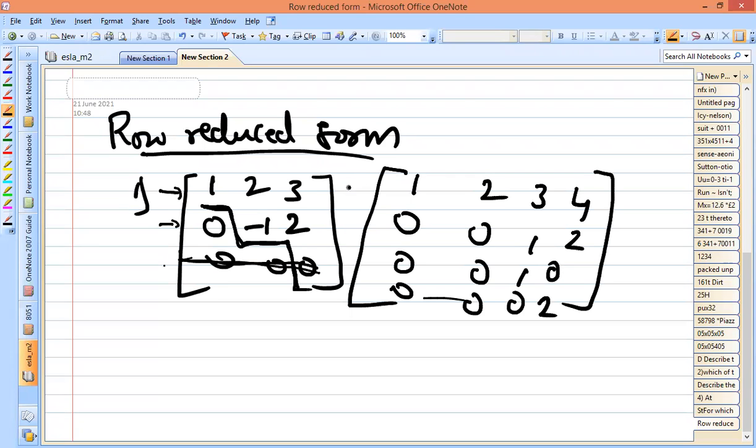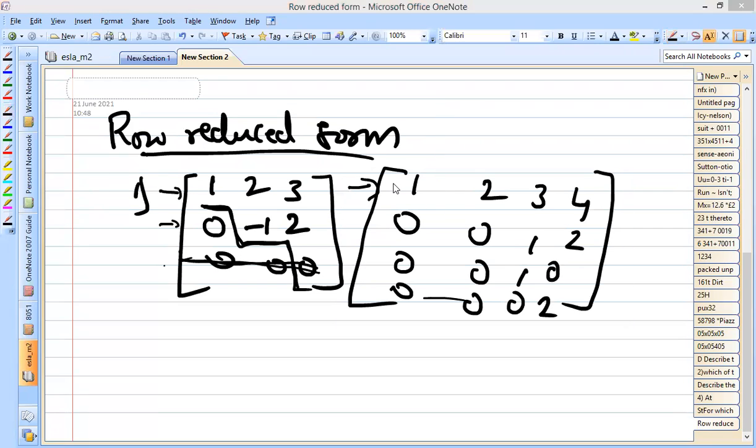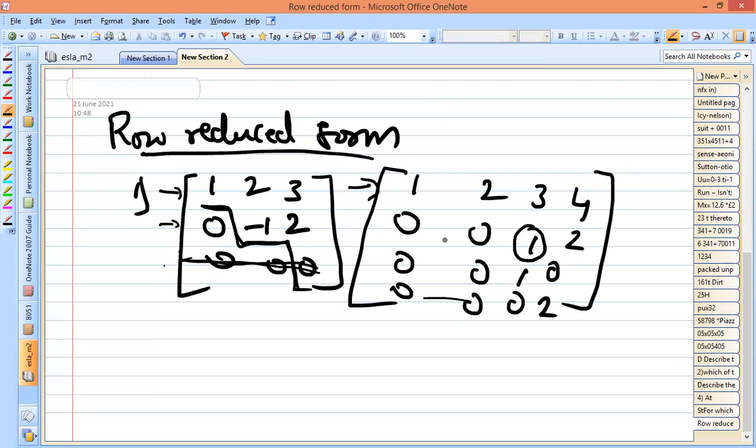In the first row, the first non-zero element is 1. In the second row, the first non-zero element is 1. In the third row, the first non-zero element is 1. And in the fourth row, 2 is the first non-zero element. So when you draw a pattern, you are supposed to get a staircase pattern.